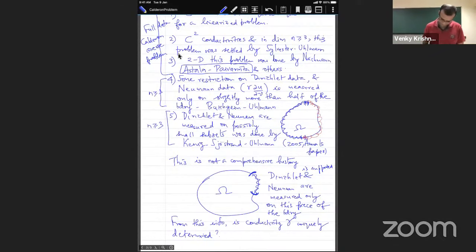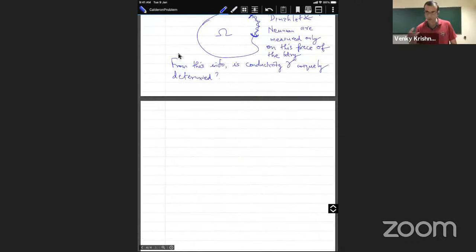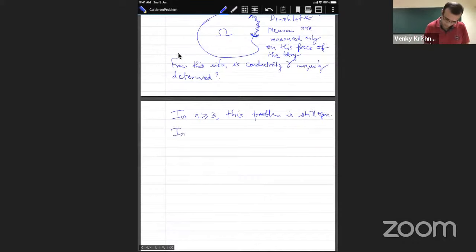Now, surprisingly, in dimensions n bigger than or equal to 3, even though the 3-dimensional cases are easier, this problem is still open. In dimensions n equal to 2 and n equal to 1, for n equal to 1 you cannot actually determine the conductivity in a wire based on boundary measurement, so n equal to 1 is not interesting, and for n equal to 2, this problem has been solved.